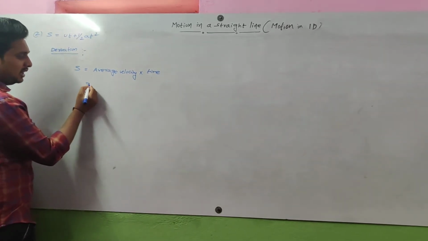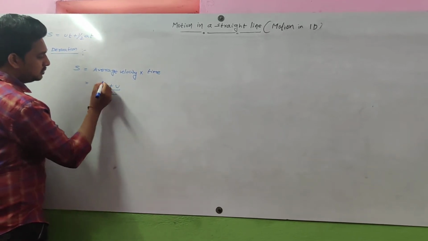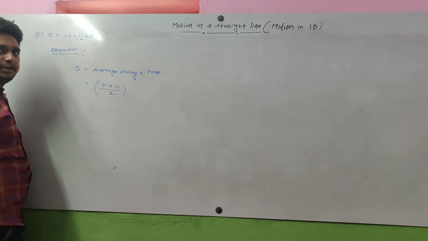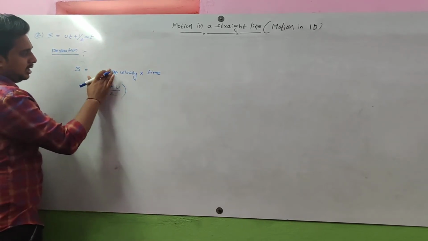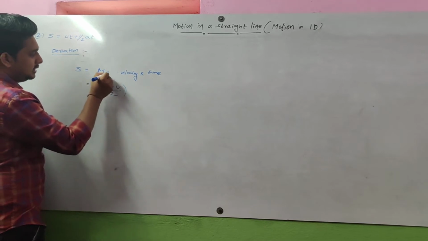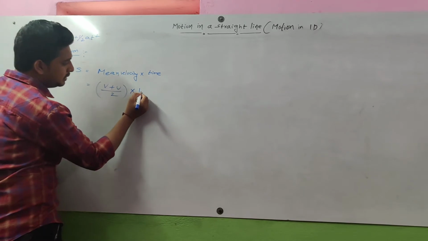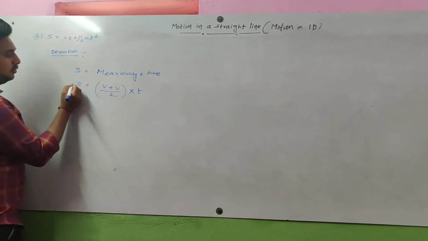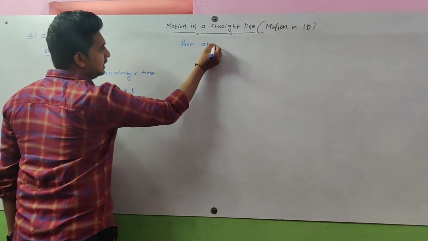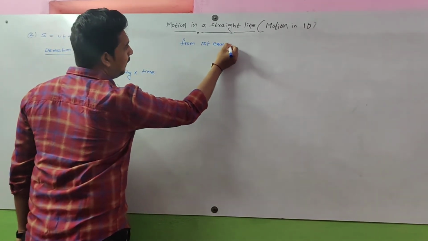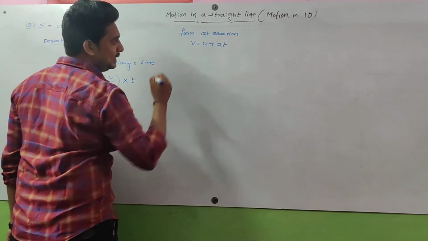I am taking here average velocity. Average velocity means v plus u by 2. This is another formula. Average or mean velocity into time: v plus u by 2 into time t. So we know from the first equation, what is the first equation? v is equal to u plus at.